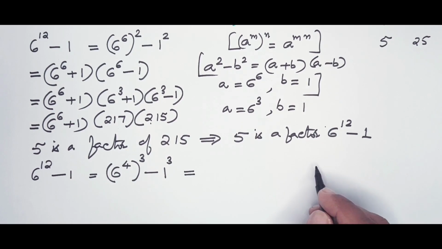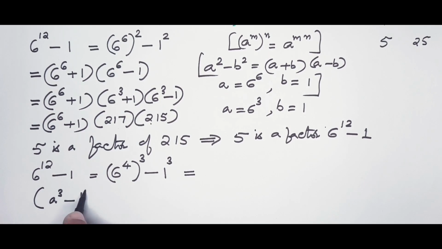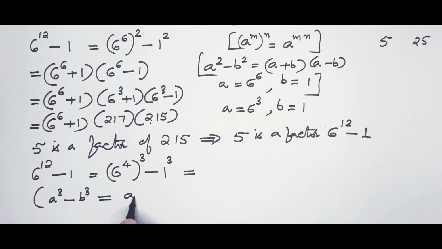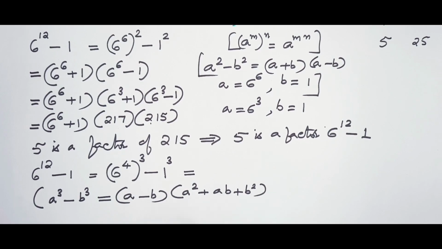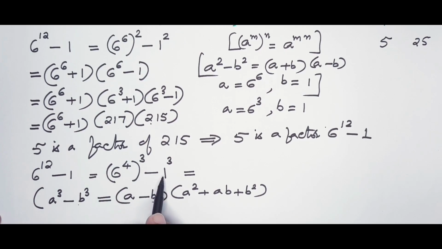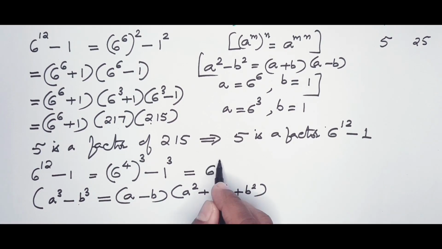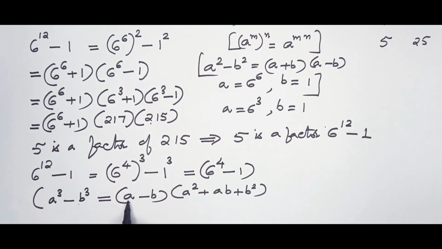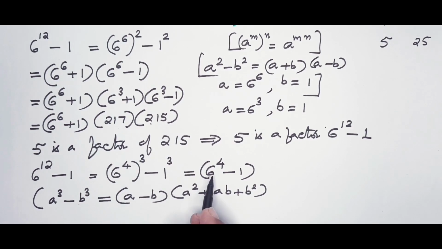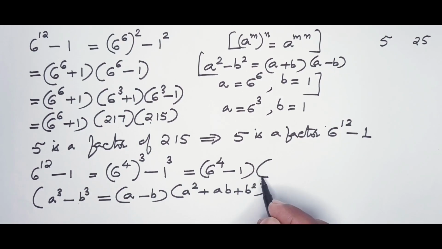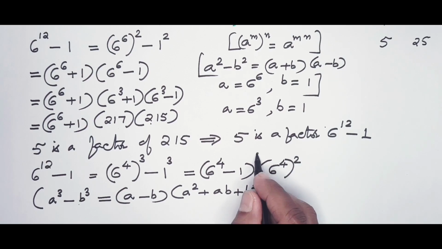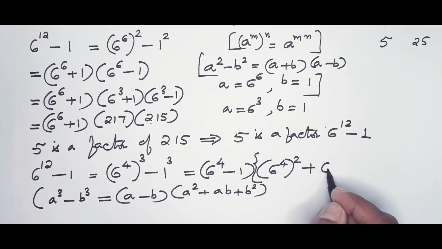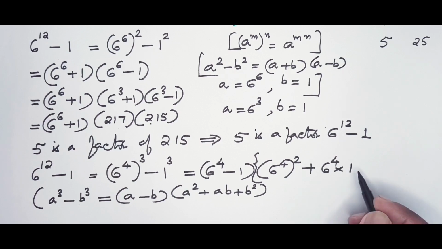Now we are going to make use of one algebraic identity: a cubed minus b cubed equals (a minus b) multiplied by (a squared plus ab plus b squared). See, a cubed minus b cubed, where a is 6 to the power of 4 and b is 1. So using this rule, what do you get? 6 to the power of 4 minus 1, which corresponds to the term a minus b. The second term is a squared, that means (6 to the power of 4) squared, plus 6 to the power of 4 multiplied by 1, plus 1 squared.